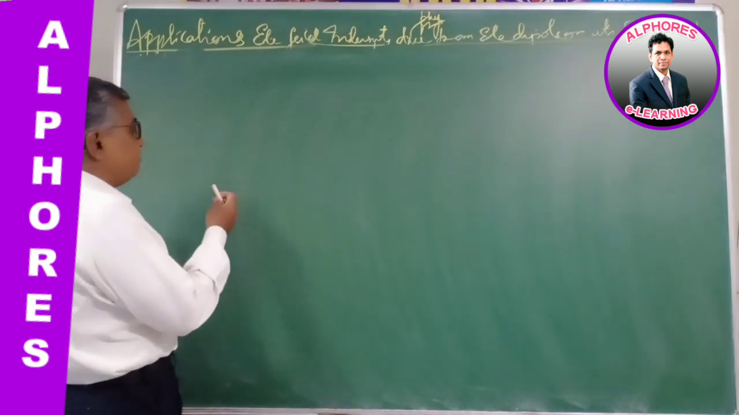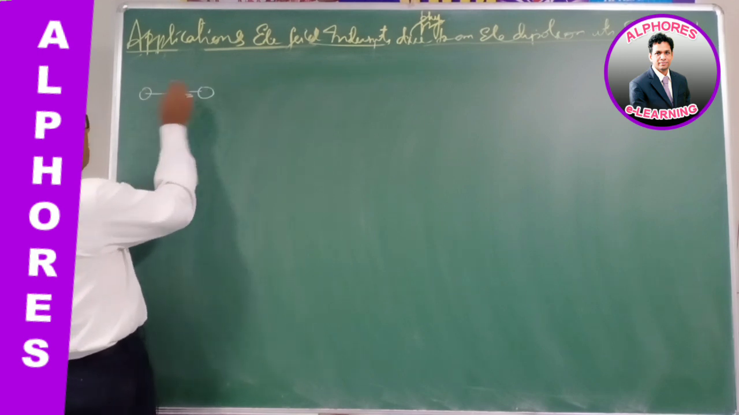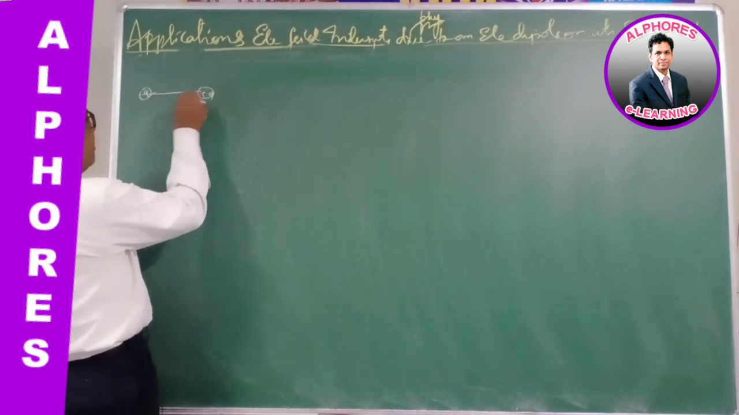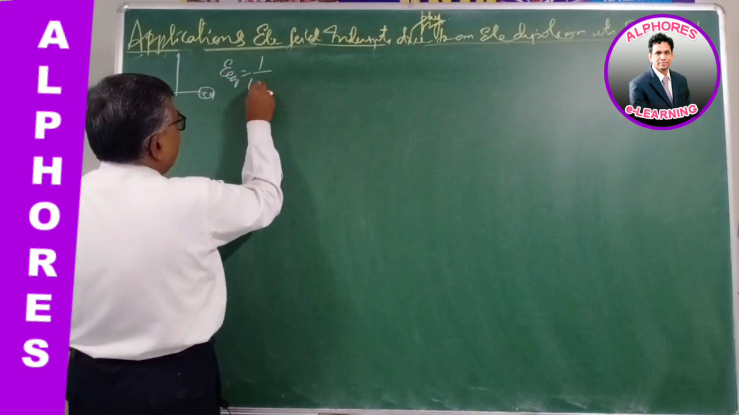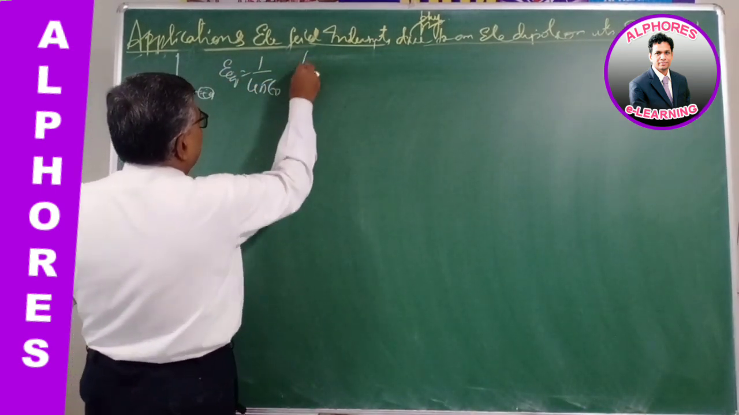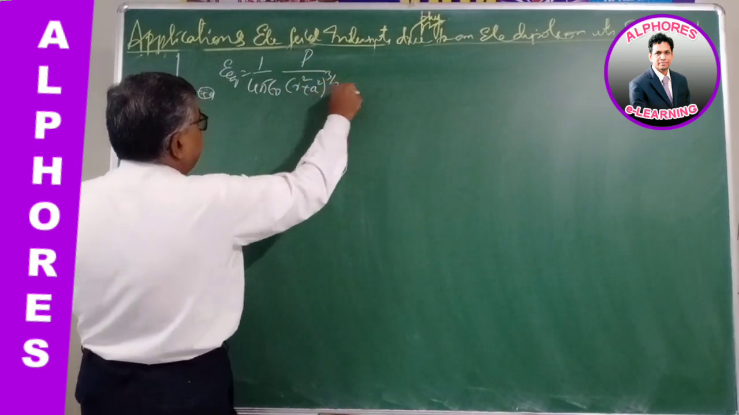Let's consider an electric dipole, minus q and plus q. On the equatorial line we have evaluated a formula: 1 by 4 pi epsilon naught, p by (r square plus a square) whole power 3 by 2.